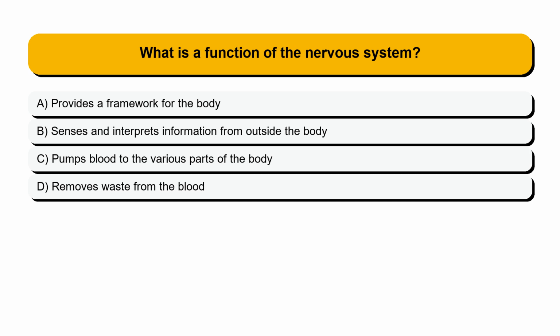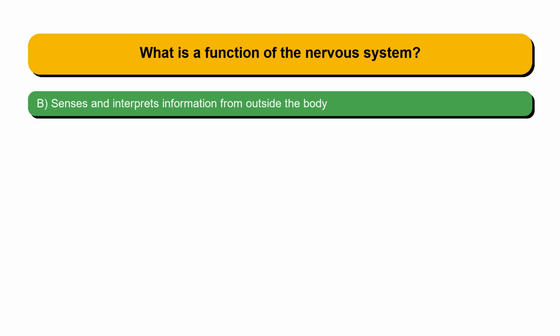Question 40. What is a function of the nervous system? Option A. Provides a framework for the body. Option B. Senses and interprets information from outside the body. Option C. Pumps blood to the various parts of the body. Option D. Removes waste from the blood. The correct answer is option B.